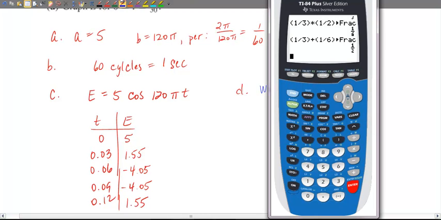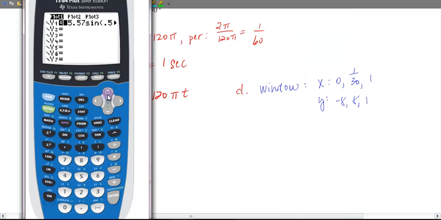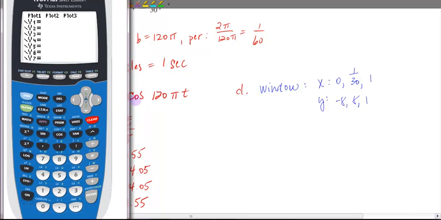So if you're not familiar with how to do that on your calculator, let's look at it now. So we're going to go to the y equals, and I'm going to clear out anything that I don't want on there, because I have a function in there already. And I'm going to graph the function that we were just talking about, which was 5 cosine 120 pi, which is right over here on the caret, t, only we're going to let it be x. Okay, so that's the function I want to graph.